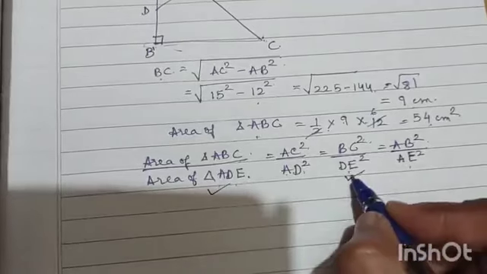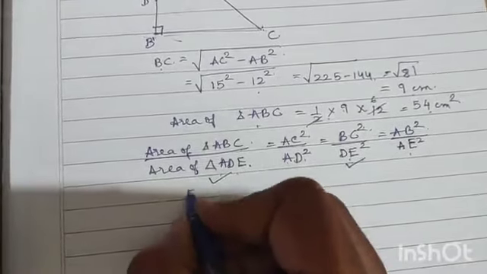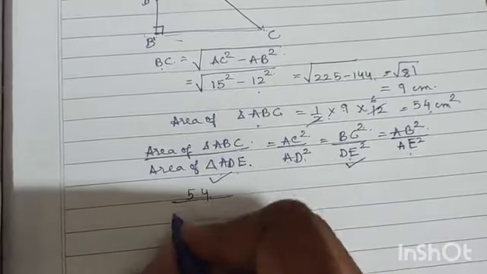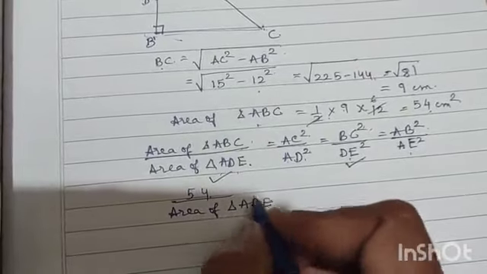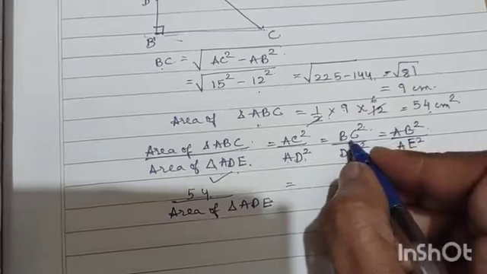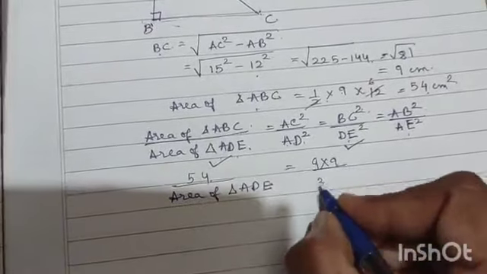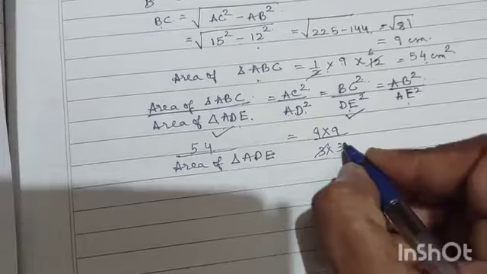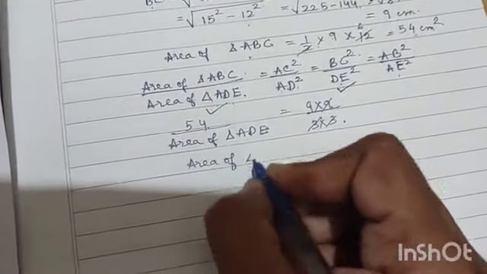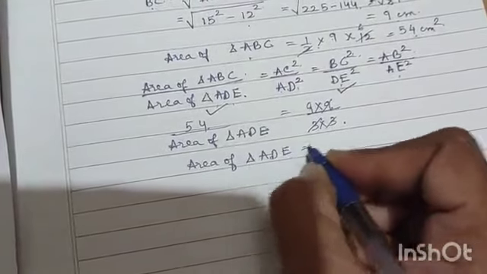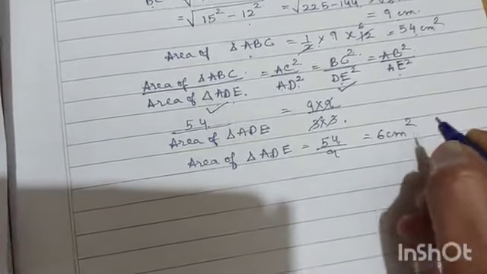Now we will take these two ratios. Area of triangle ABC we have just now found out to be 54, and area of triangle ADE we will find out, which is BC, which is 9 into 9 by DE, which is 3 into 3. So we have here area of triangle ADE is equal to 54 by 9, that is 6 centimeter square.